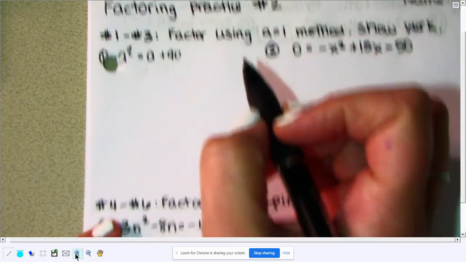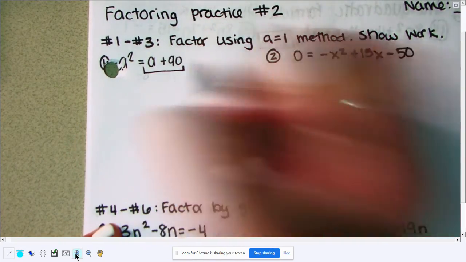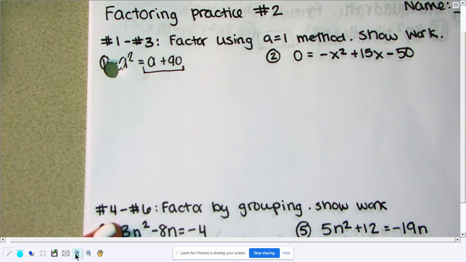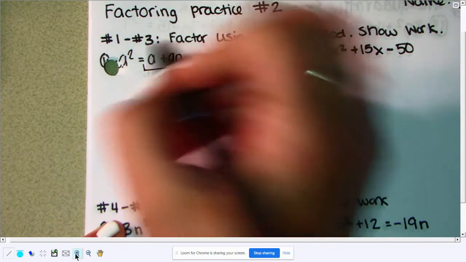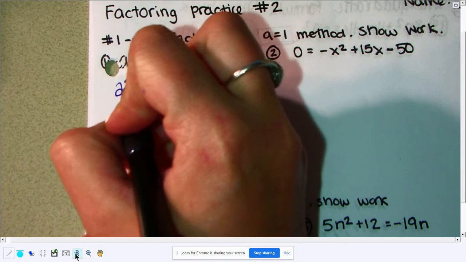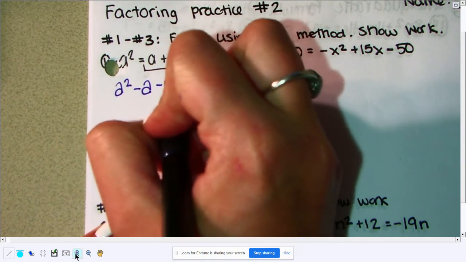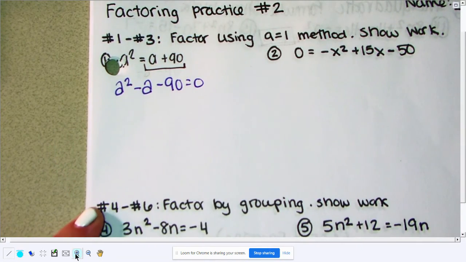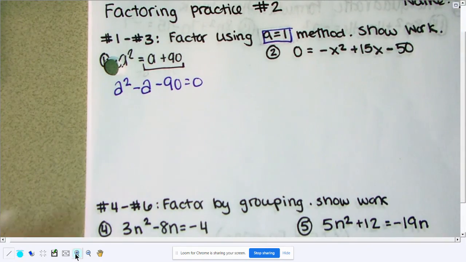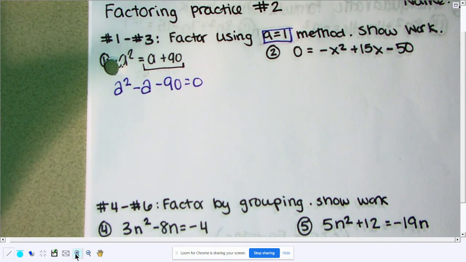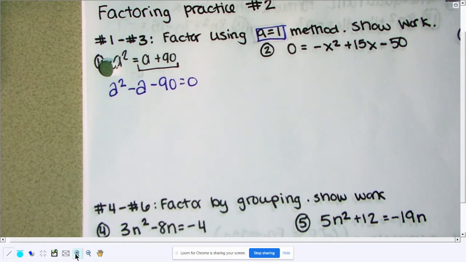So in this problem in particular, these answers need to be over where they're going to be with a squared. So when we move them, we are left with a squared minus a minus 90 equals 0. Now, the a equals 1 method is a shortcut to factor by grouping. And I know that some of you love factor by grouping, and that's totally okay. But for the sake of the ACT, you need to do what is faster. And the shortcut for the a equals 1 method is faster than factor by grouping.